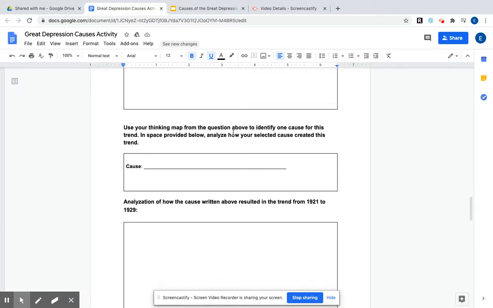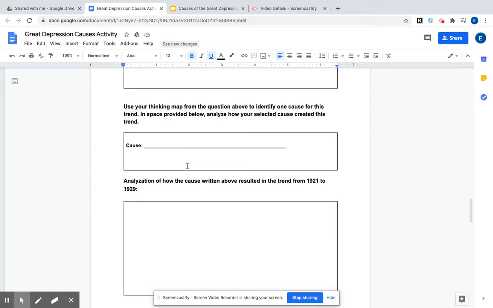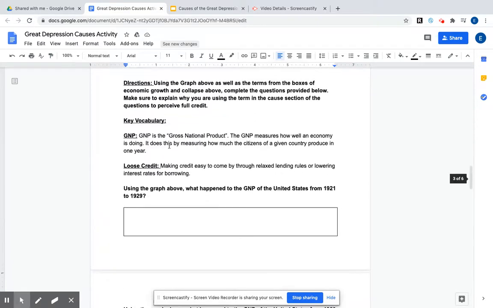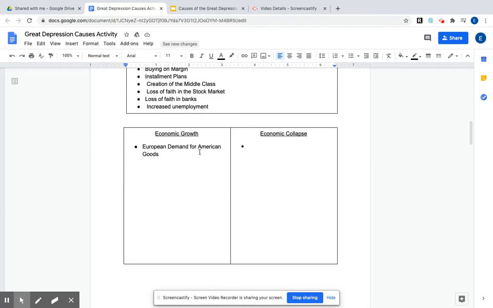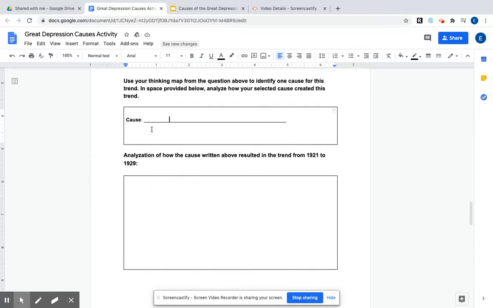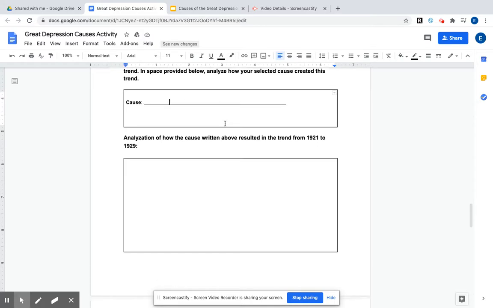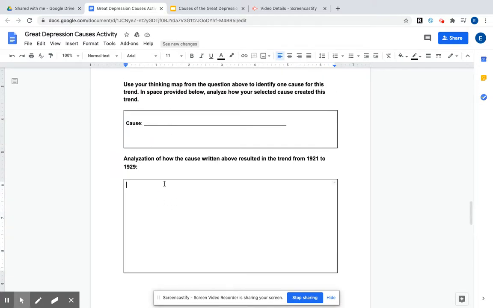So using your thinking map from the questions above, identify one cause for this trend in the space provided below, and analyze how you selected your cause as related to this trend. So this right here, when it says cause, this is where you're going to add one of the terms that you used up here. You'll use one of those. So let's say you use European demand for American goods. You'll come down, you'll write European demand for American goods right here in the cause. And then the analysis of how the cause written above resulted in the trend from 1921 to 1929. So this is where you'll go ahead and write why you chose European demand for American goods, if that's what you choose. Little explanation, a couple sentences there for us to understand that you got what we're looking for.